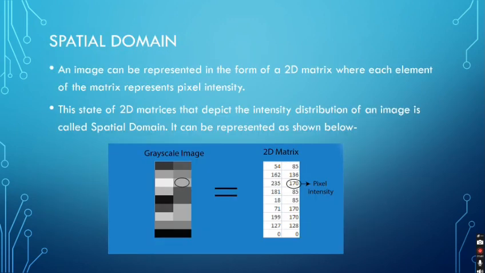Spatial domain. An image can be represented in the form of a 2D matrix where each element of the matrix represents pixel intensity. The state of 2D matrices that depict the intensity distribution of an image is called spatial domain. Here we can see an example of a grayscale image in which the 2D matrix represents a pixel value of 170 of the respective region.